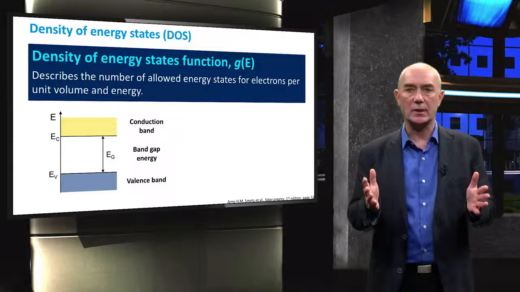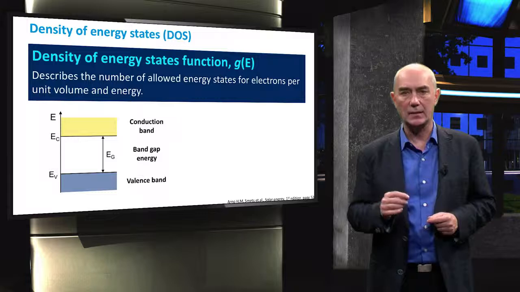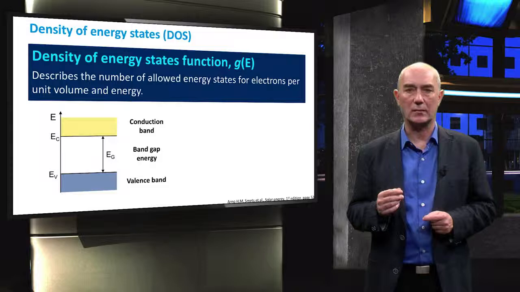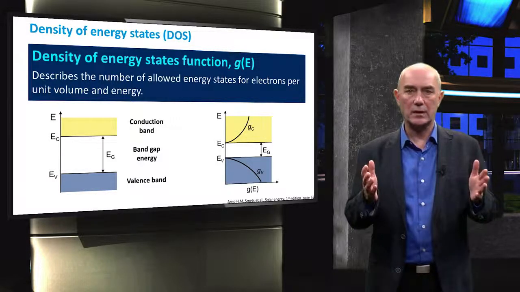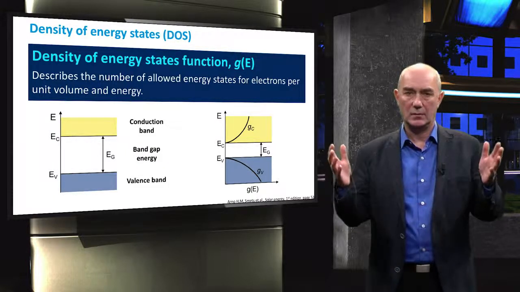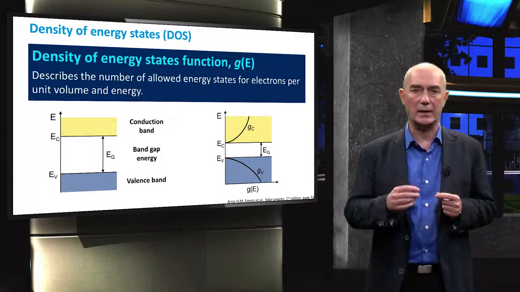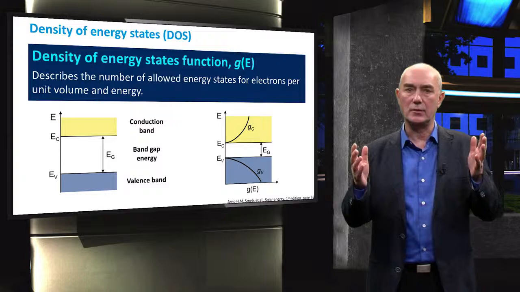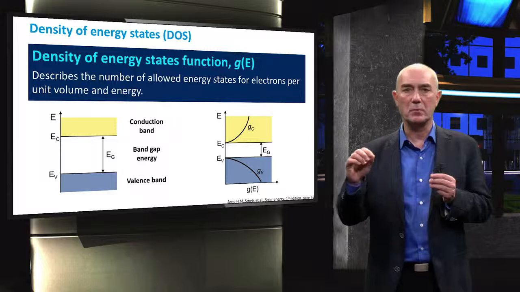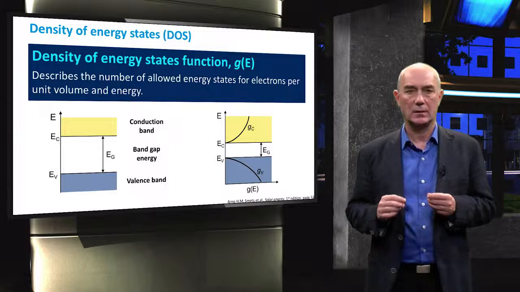The density of energy states, which we denote as G, is an important parameter that tells us the number of allowed energy states per unit volume as a function of energy. Here you can see how the density of states varies with the energy. We have the density of states on the x-axis and the energy levels on the y-axis. You can see that there are no allowed states in the band gap. Then, the further we move from the edges of the bands, the more energy states are available.